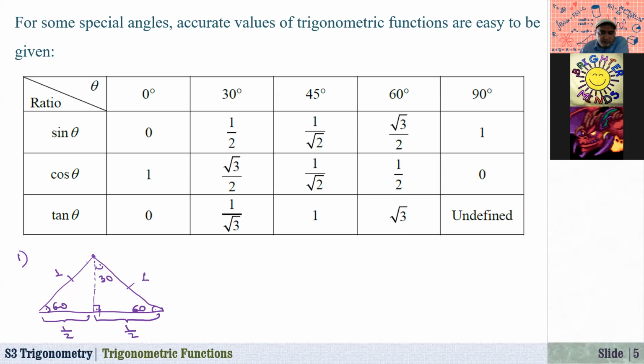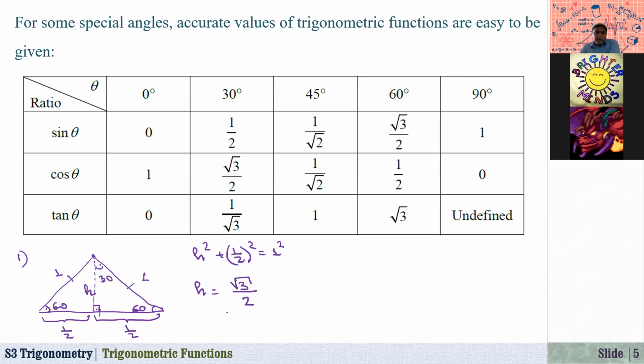Now, using Pythagoras theorem, I can determine the value of this height h. What is h? h squared plus 1/2 squared is equal to 1 squared. Now, from here, what is h? If we just solve this for h, 1 minus 1 over 4 is 3 over 4. Take square root of both sides. At this time, we will have square root of 3 over 2.